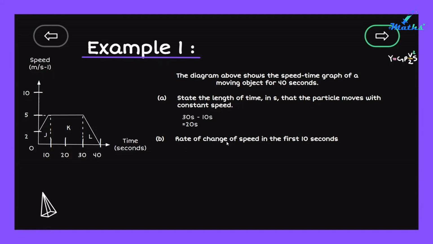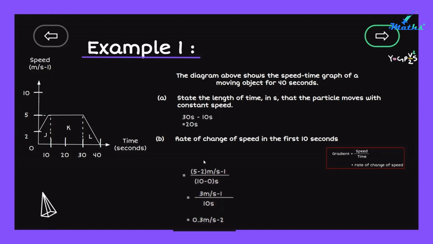Next, B is to find the rate of change of speed. You should be familiar with this rule. The rate of change of speed equals the gradient, and also equals speed over time. So for this question we need to find the speed and the time and divide them. We look at the first 10 seconds, which is here, this corner. The speed is 5 minus 2, and then divide by 10 minus 0. The unit for the speed is m s minus 1.